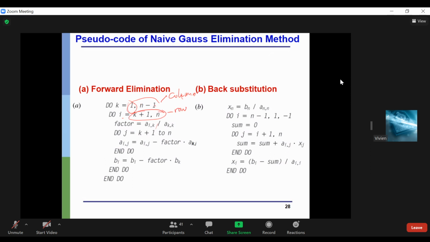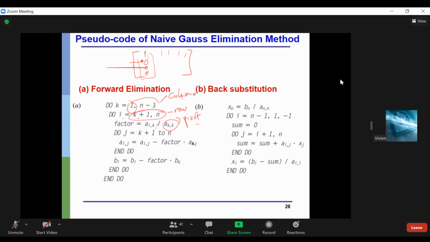So this is looping throughout the column. And for each of the columns, we have to make 0 for the rows below, starting from k plus 1, which is the row below, up to n. And then we find the factor first, which is aik divided by akk, where akk is the pivot. So this one is the pivot.